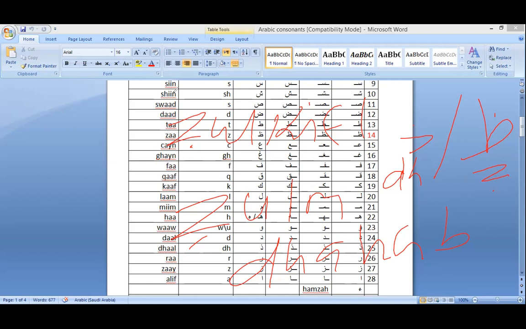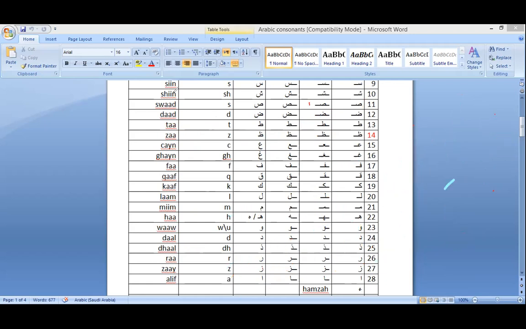Okay. Good. So let's see again these other ones. Make sure you again practice the different pronunciation of those two letters. Now let's see these two.